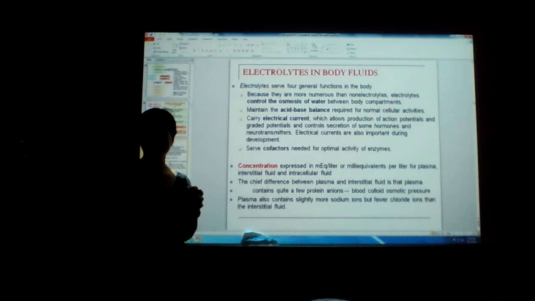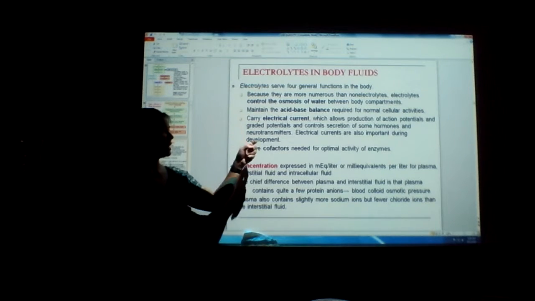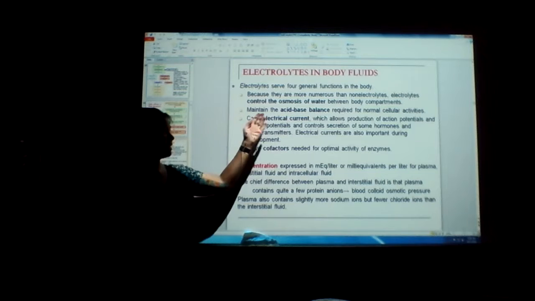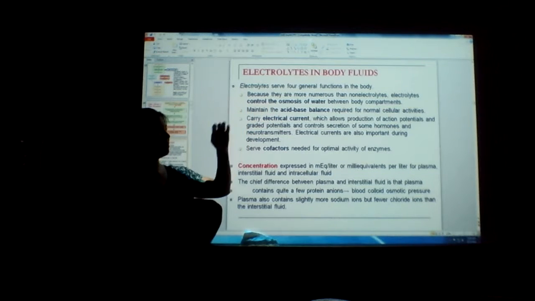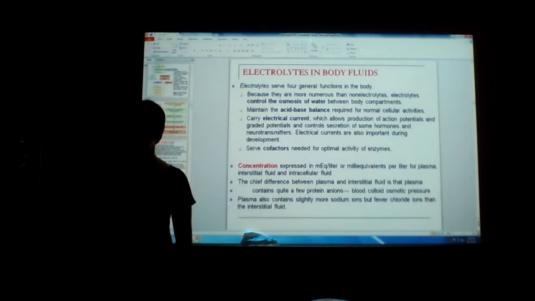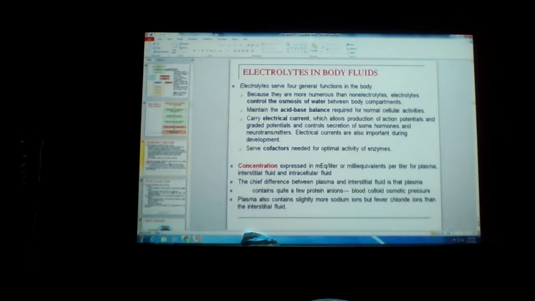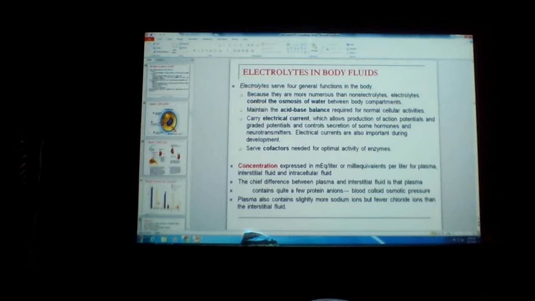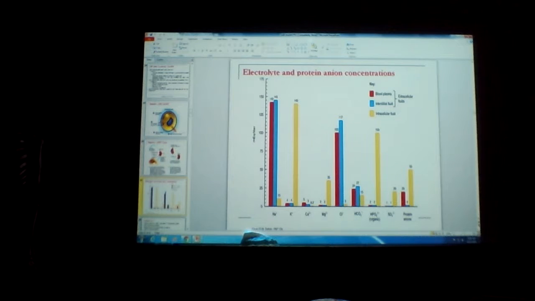Another very important type of cofactor is your vitamins. That's why we need to take our vitamins. They also carry electrical current. They're important for acid-base balance. They're important for water balance. So we need to make sure that we are always in electrolyte balance. There are several electrolytes that the body uses. Okay, now I want you to remember this slide.